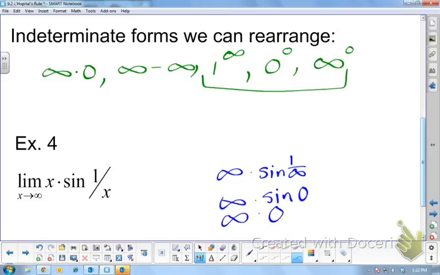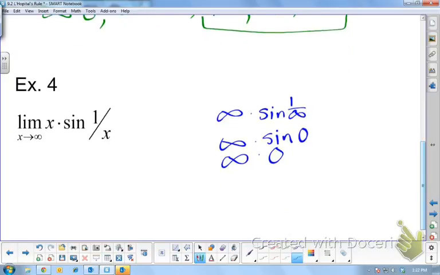So is it one of our forms that we could finagle so that we can actually apply L'Hopital's rule? I like that word, but for some reason every year I use it. It's finagle. It's so weird.